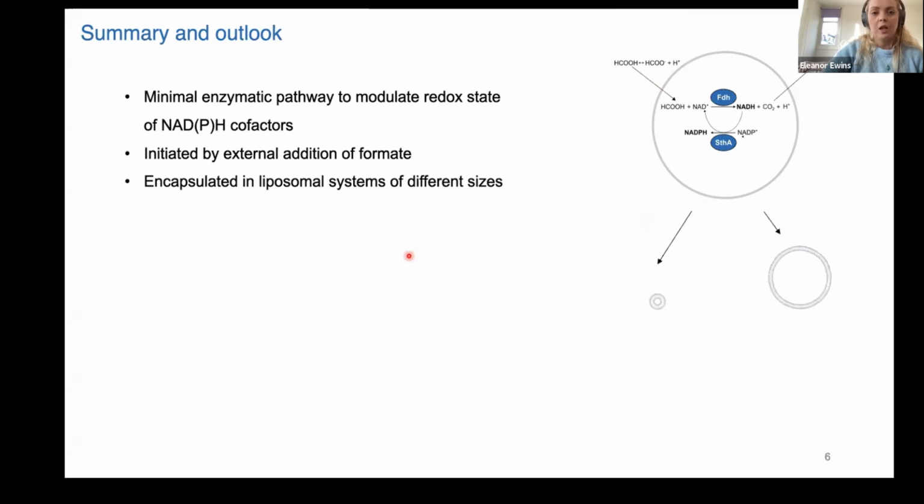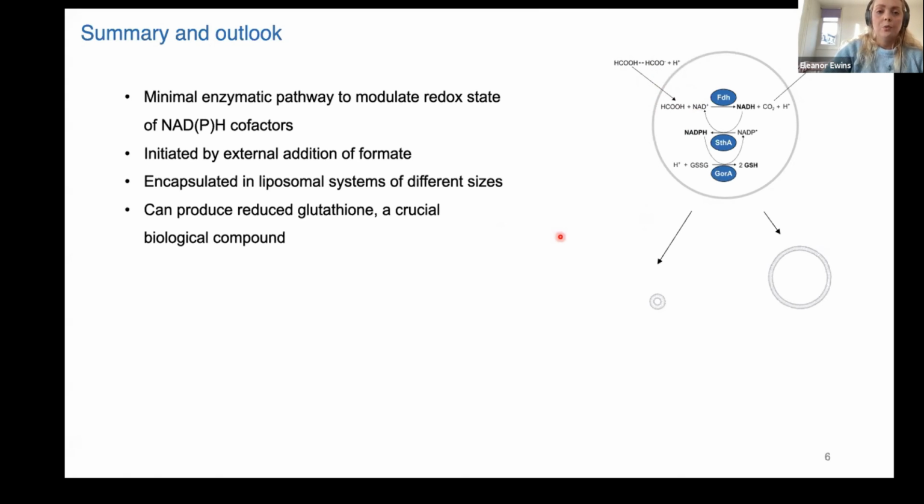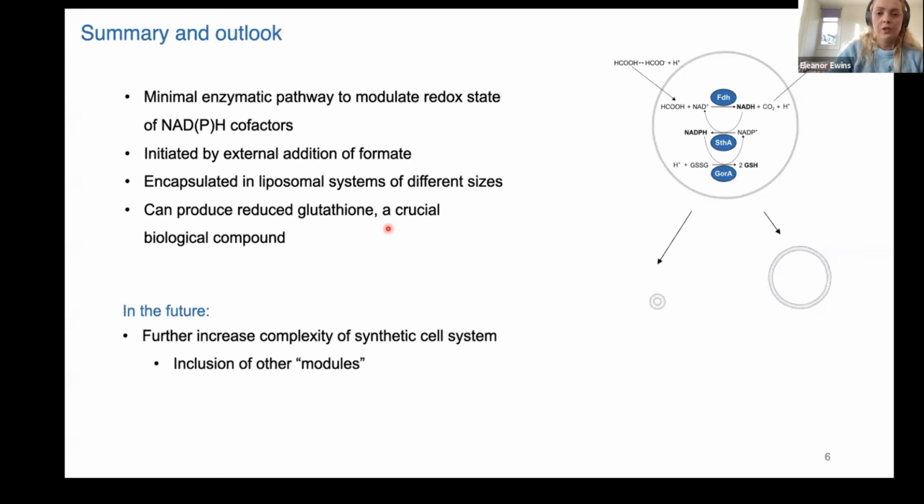We were also able to encapsulate this system in liposomes of different sizes, and we were therefore able to observe different types of behavior as a dependence on size. And we were able to produce reduced glutathione, which is a crucial biological compound. In the future, what we would like to do is to further couple this system to other synthetic modules, for example, to produce ATP, or to cause the cell to divide, to use compartmentalization. These are just some of the ideas that we are working towards at the moment.